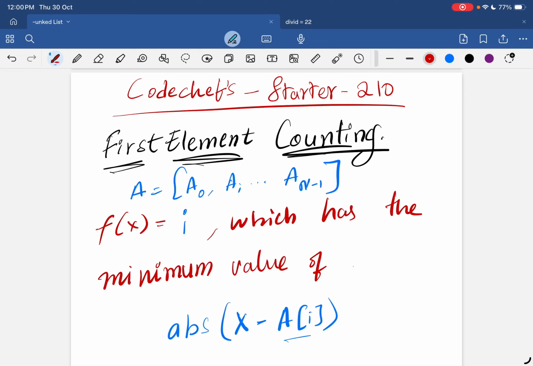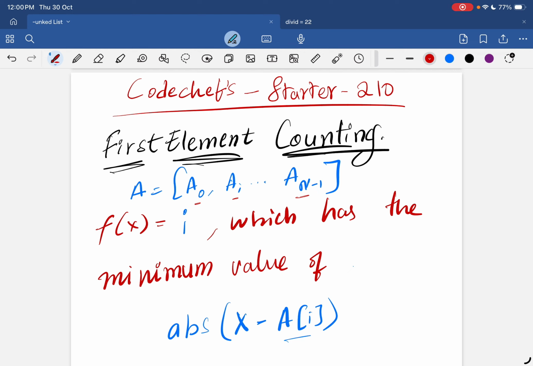Hi guys, now we are going to discuss the problem First Element Counting, given in the CodeChef contest Starters 210. The problem statement states that we are given an array A of n distinct elements, A0, A1, up to A of n minus 1, and we are also given a function f(x) equal to the index i which has the minimum value of the absolute difference between x and the current value A of i.